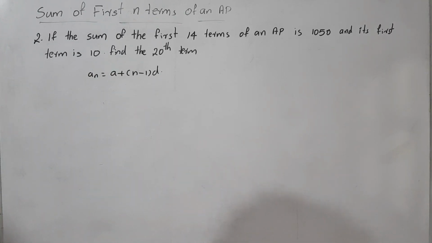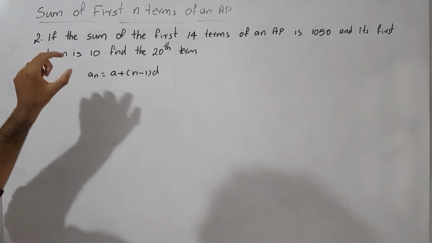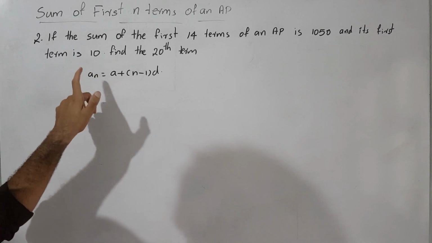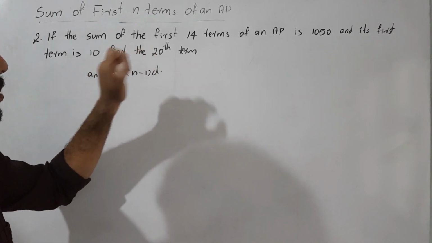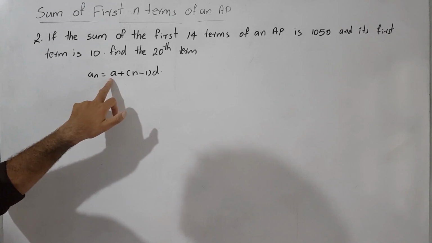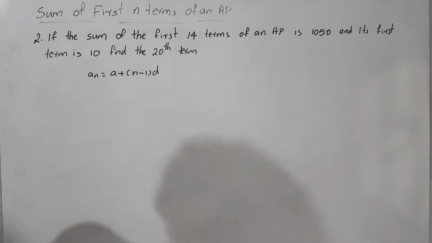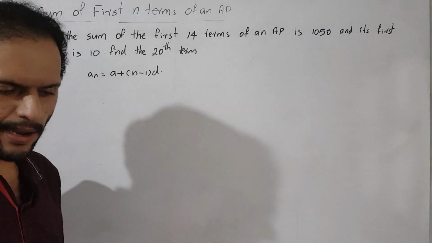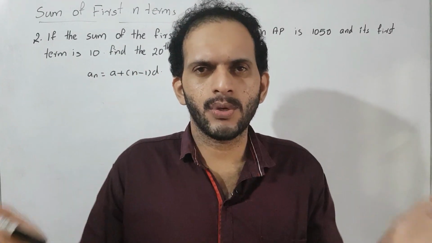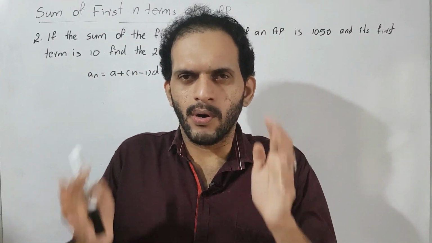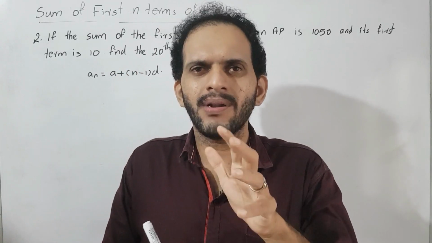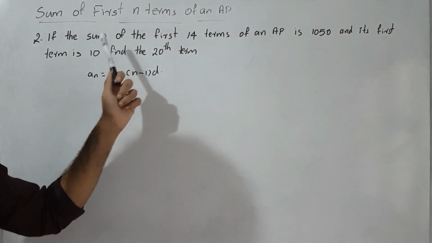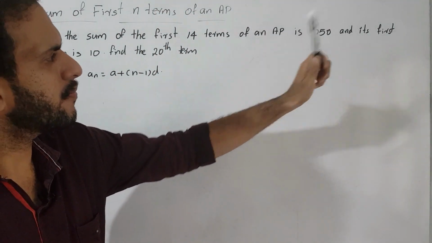Then what do we know here? We know the value of n is 20. The question asked to find the 20th term, right? So the value of n in this equation will be 20. a is given. What is a? a is the first term, that is 10. Then n, we know n, n is 20. Then we don't know the value of d, correct? d is not given. So to find d, the other information is given here: the sum of the first 14 terms of an AP is 1050.